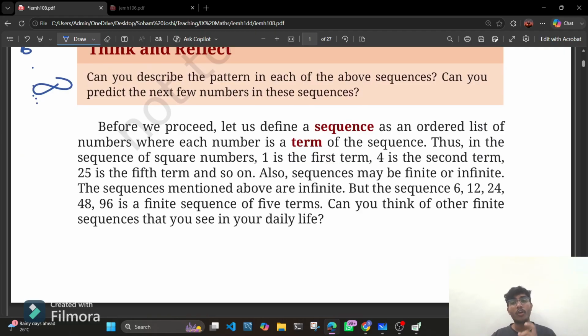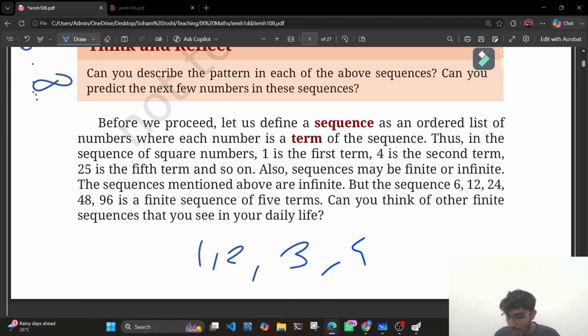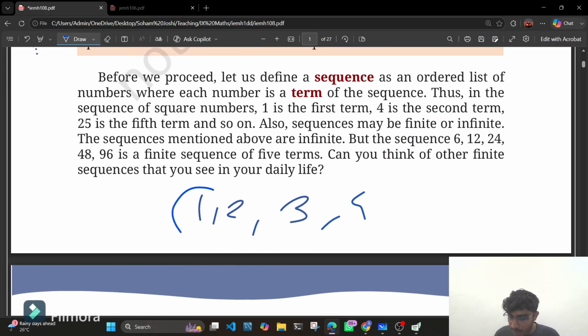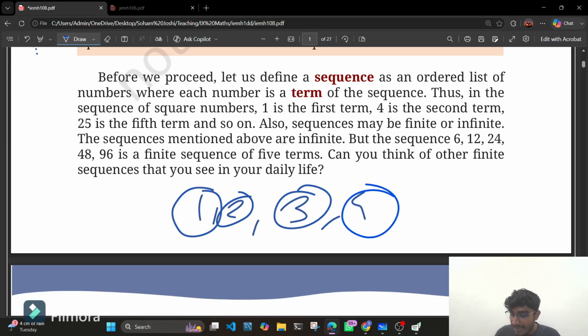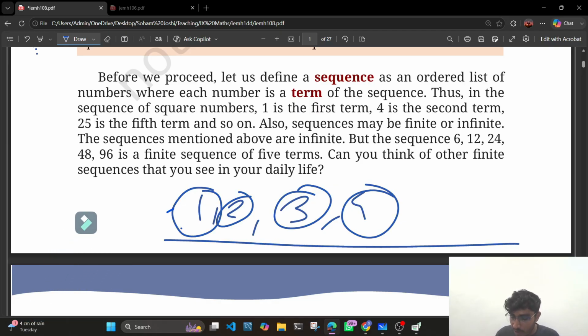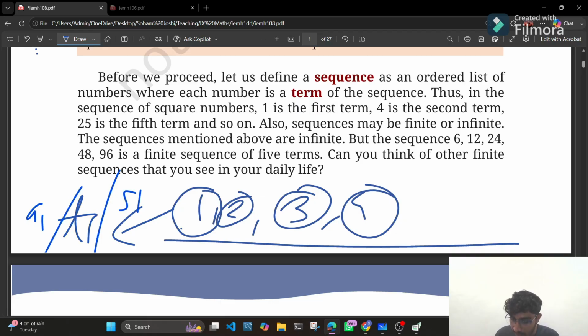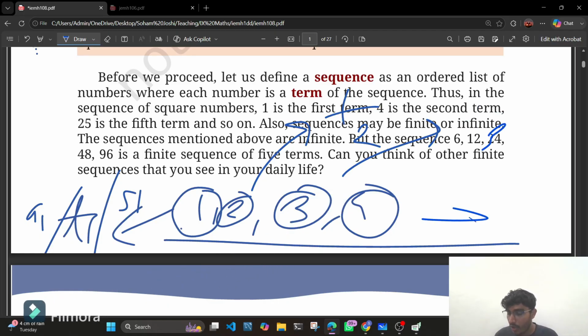Let us define a sequence as an ordered list of numbers where each number is a term of the sequence. For the natural numbers 1, 2, 3, 4, each number is a term. If we see the sequence, this is the first term, which is T1, or you can say S1, or A1 also. The second term is represented as T2, then 3 is T3, 4 is T4.